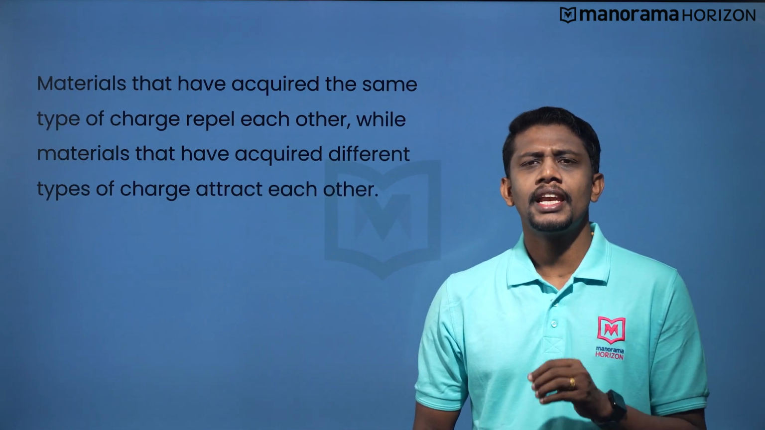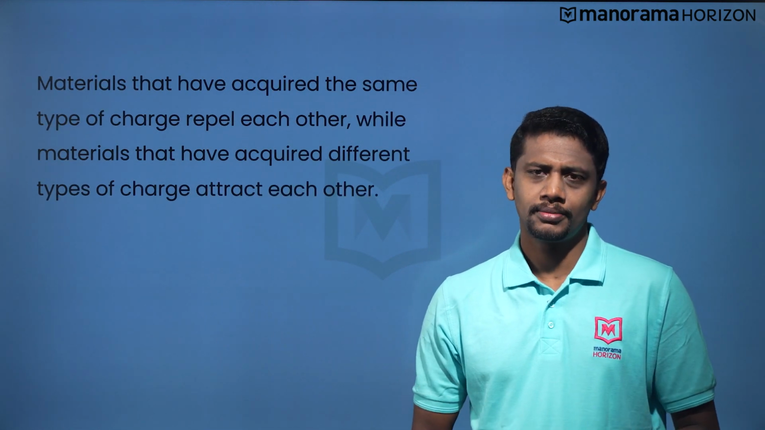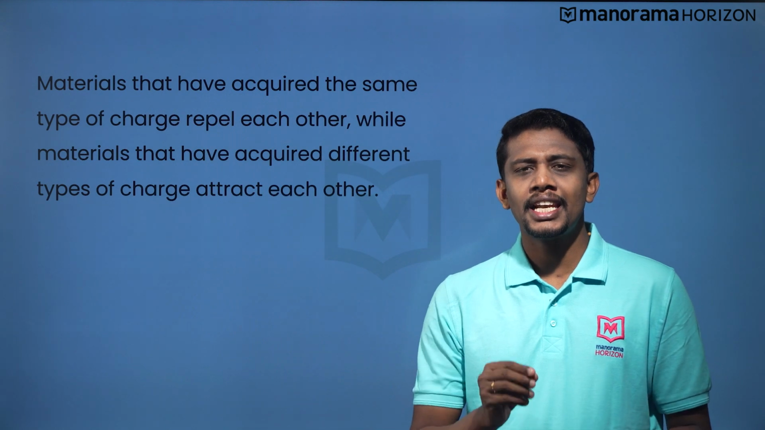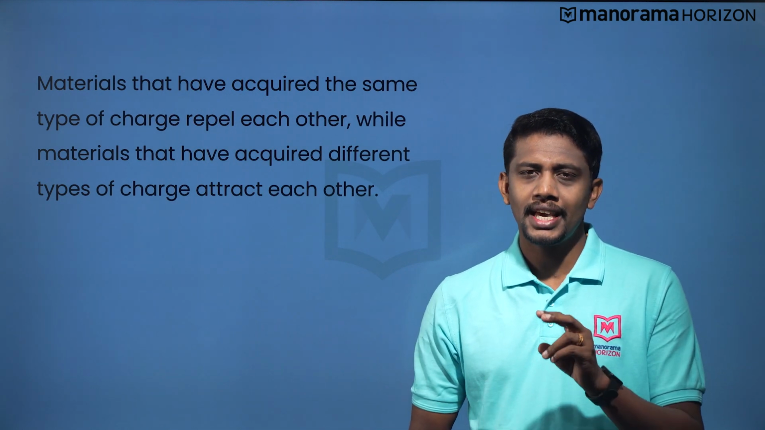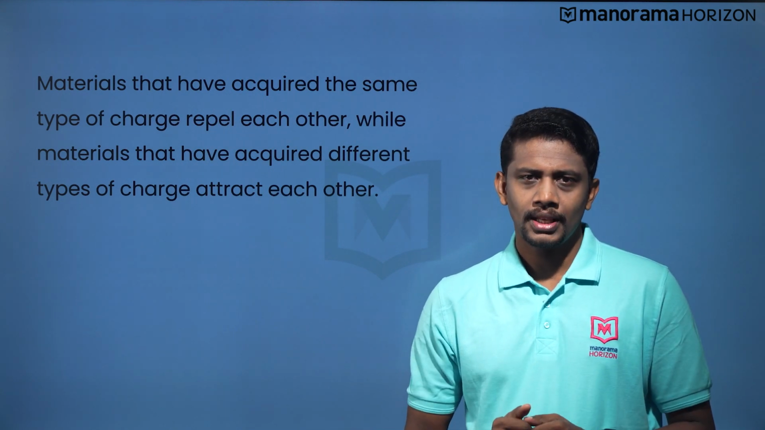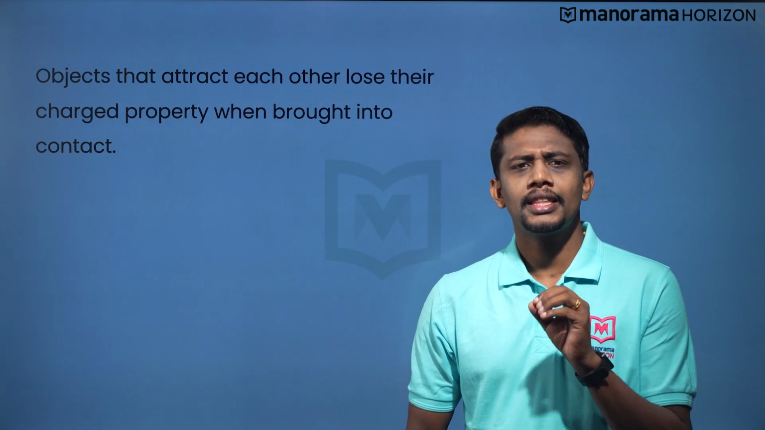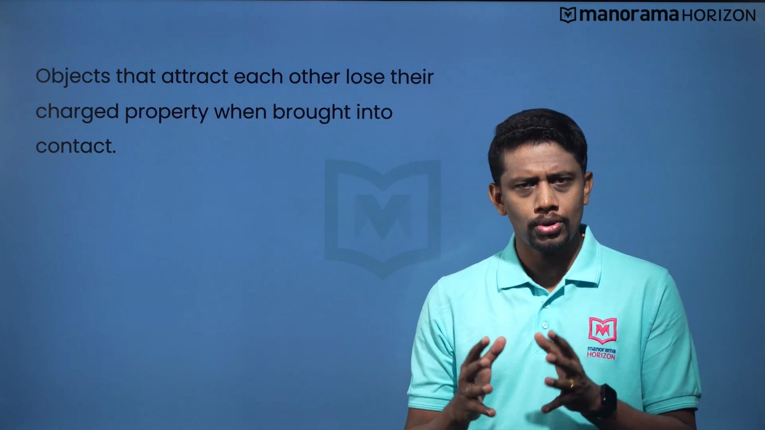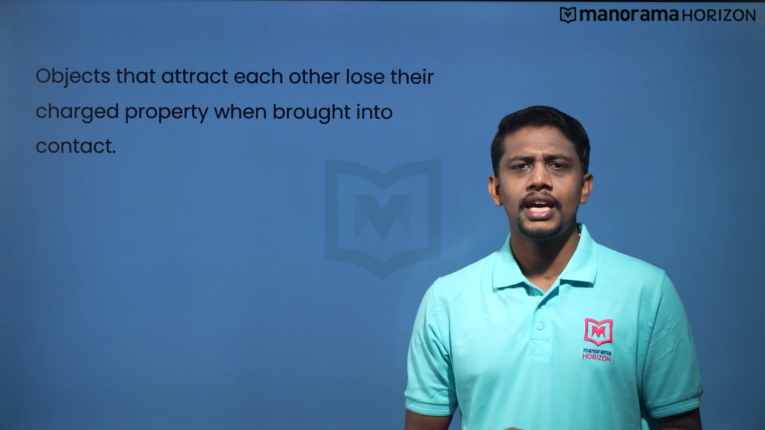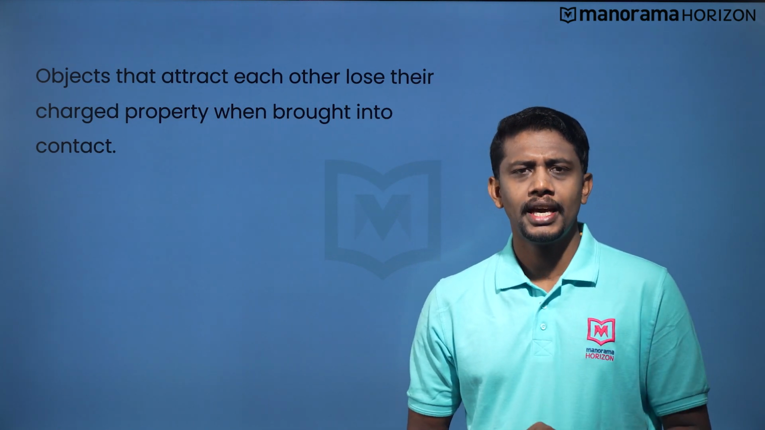Charged materials can attract or repel each other. This implies that there are at least two types of charges that can exist on an object. This quality is what we call the polarity of charge. When charged objects that have opposite polarities are brought in contact, they lose their charged properties. This implies that charges can neutralize each other.